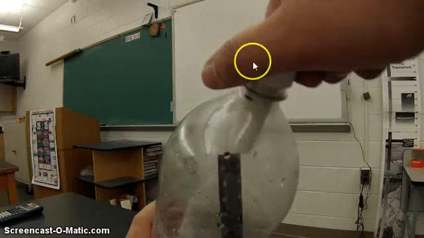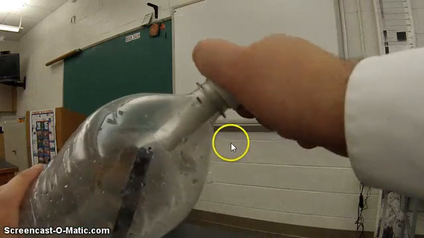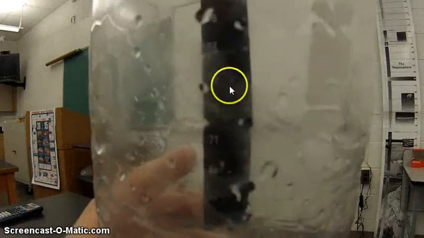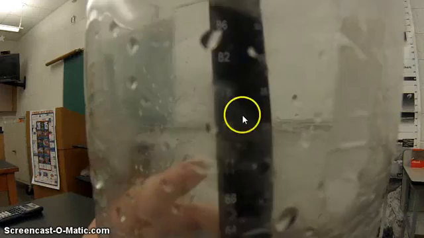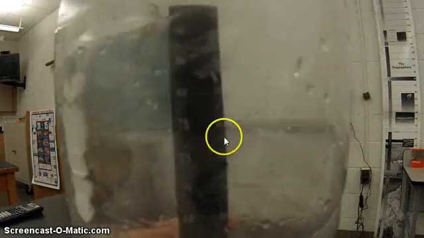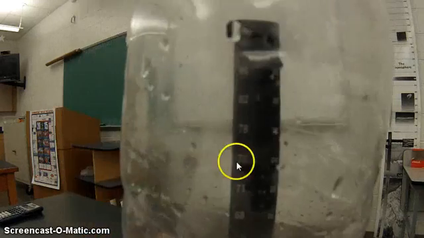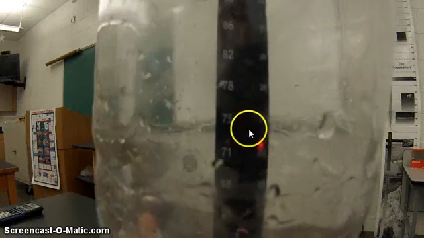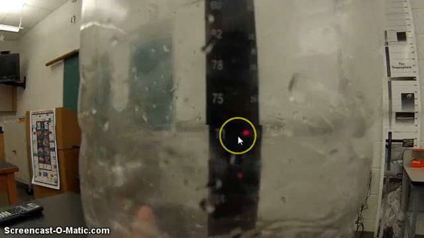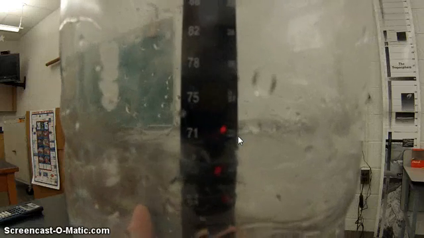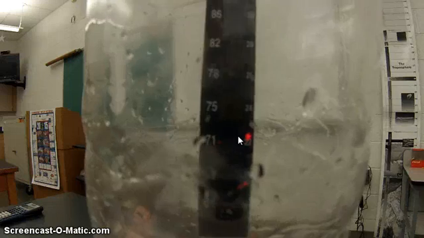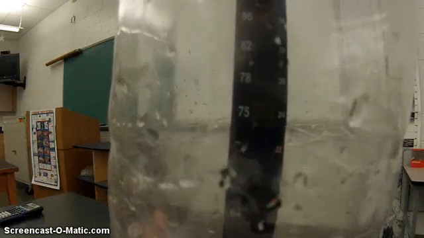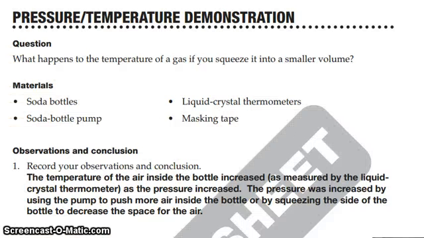As I unscrew the lid, we're going to see the temperature go down in the bottle. You can see it was at 78, and now it's at 75. It's a little tough to see, but it is cooling down from 75 even further down into the 71 area. So you can see as we decrease the pressure, temperature decreases, and that same thing would happen if we increase the pressure. We would see that the temperature would also increase.